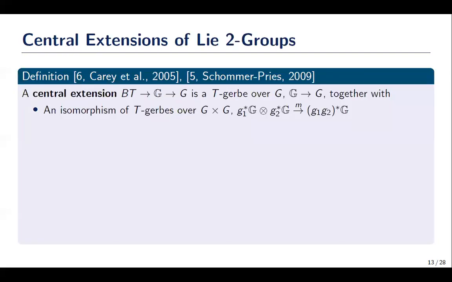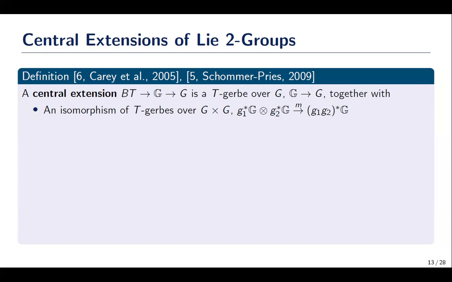So let's go with it. What is a central extension? A central extension is going to be given by a Lie group G and an abelian Lie group T. And the central extension is going to be the thing in the middle, which is going to be a T-Ger over my Lie group. And this is to be thought of as the total space of my Lie-2 group.